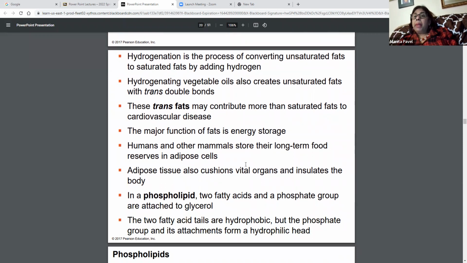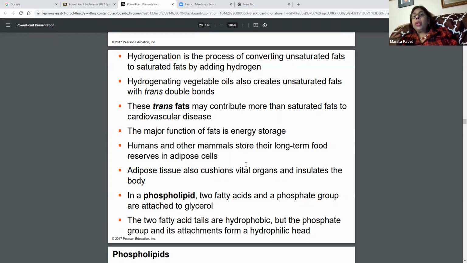Humans and other mammals store long-term food reserves in our adipose cells, which are our fat cells. And also, why do we need fat? All the organs in our body are cushioned with fat, because fat insulates the body and it cushions the vital organs.